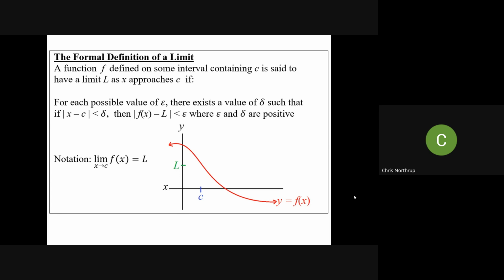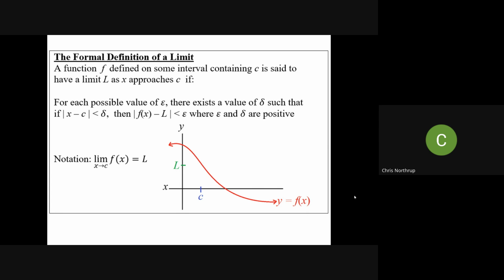So if I look on my graph here, that blue C, if I can find for any epsilon, distance from L to any given epsilon, if I can find that delta that satisfies that, I would say L is my limit. Okay, so how often are we going to use this? Hardly ever. It is not on the AP exam. I'm not really going to stress this thing too much.